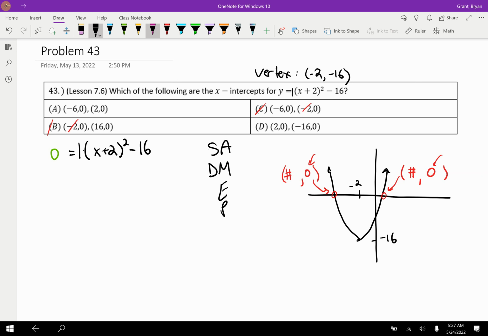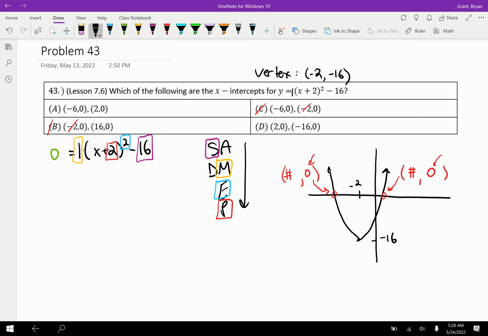Let's identify everything that's attached to x. There is, of course, a 16 that is subtracting. There is a 1 that is multiplying. There is an exponent of 2. And there is this 2 that is in parentheses. So we need to start from the top and work our way down.